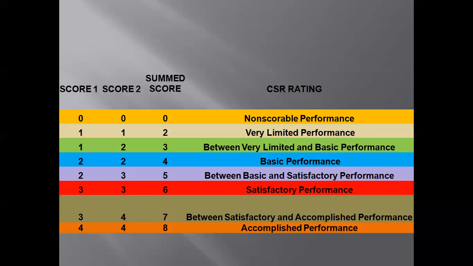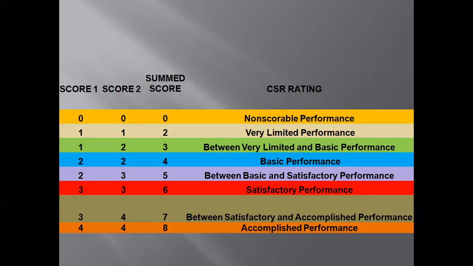And then you have the in-betweens. So a 1 and a 2, the 1, 2 papers, the score to 1, score to 2 is 3. And what is that considered? Between very limited and basic. And then if you had someone receive a 2, another one receive a 2, it's a 4. Basically, it's basic writing performance. And so we go all the way down to an 8.